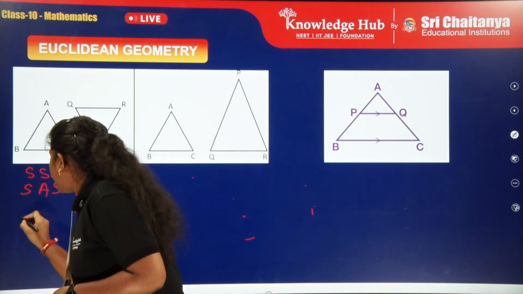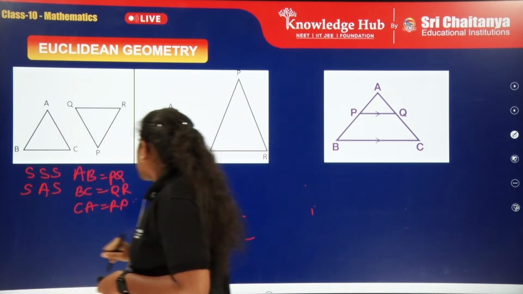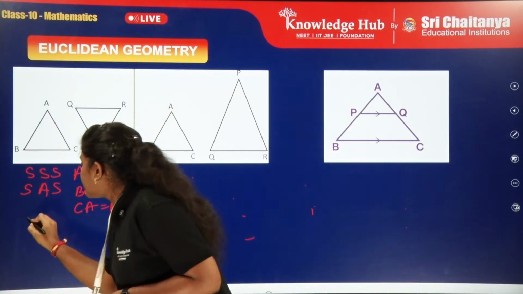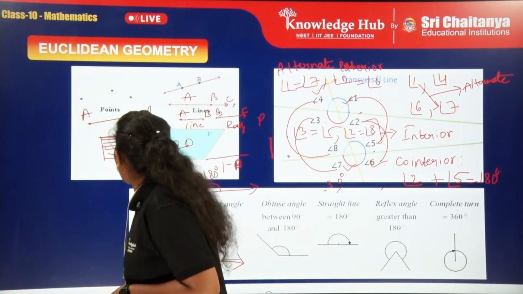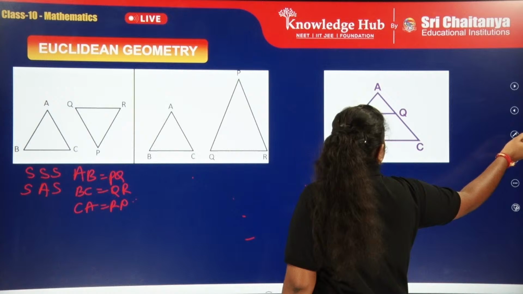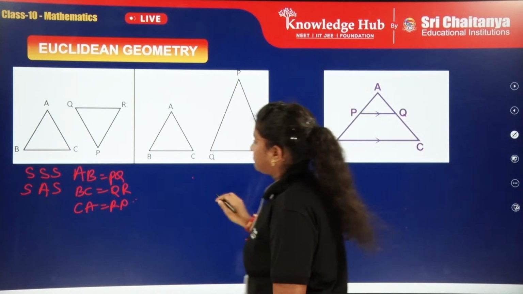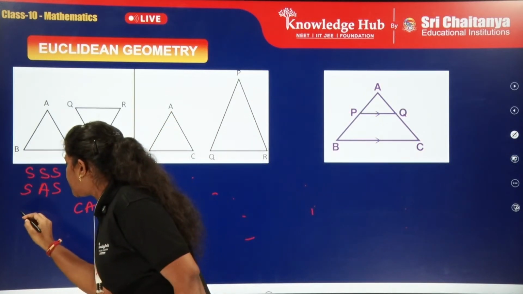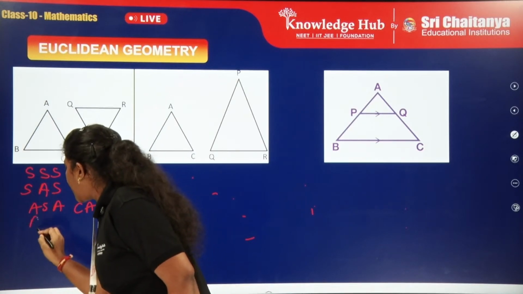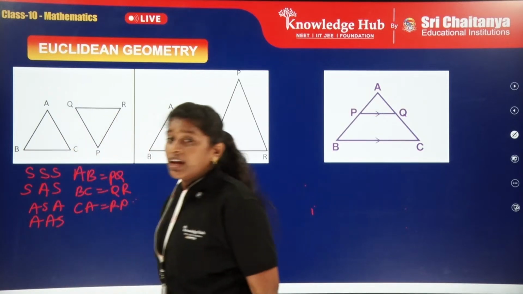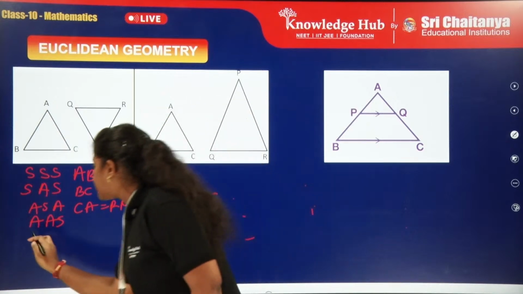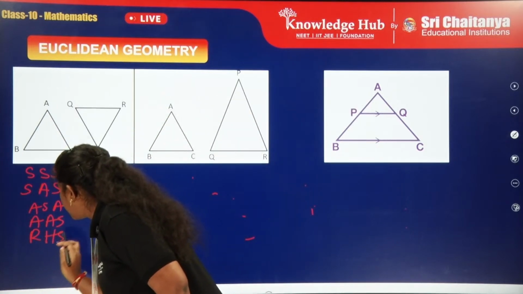Moving to the next, we are having angle side angle. And once again we are having angle angle side. Okay. Now in the same way we can apply the criteria for the right angle triangle also. That is nothing but your RHS criteria.